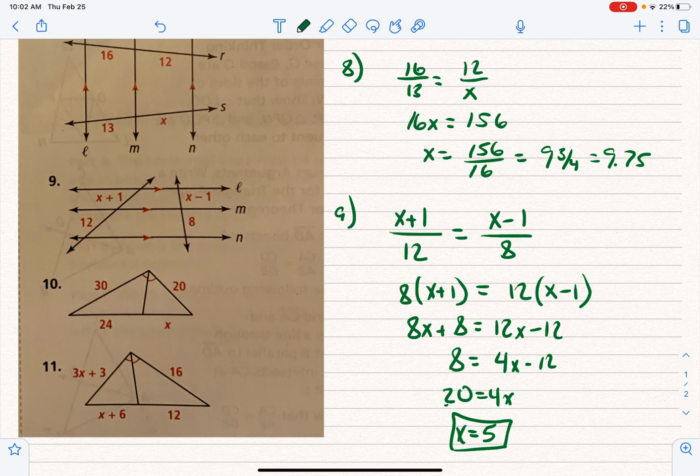And that would make sense. You go, okay, 12 is to 5 plus 1, which is 6, as 8 is to x minus 1, 5 minus 1 is 4. Yeah, that makes sense. 12 has the same relationship to 6 as 8 does with 4.